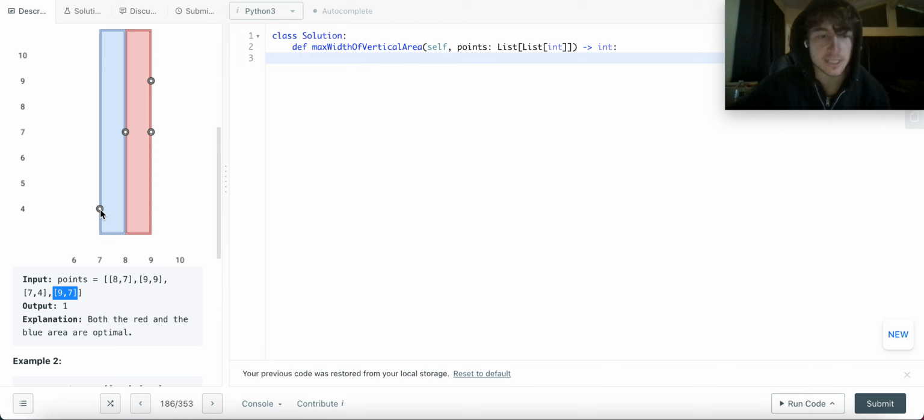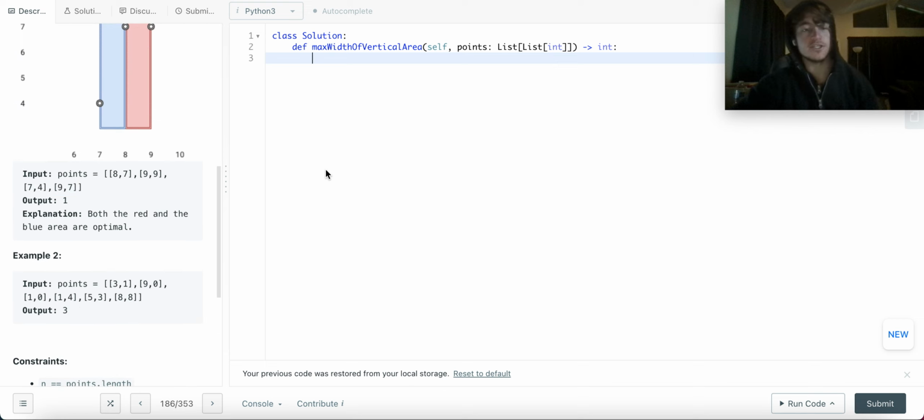The only thing that matters is the x position, right? Where is it on this line horizontally? We don't care about where it is here. It doesn't change anything. If this was here, it's the same. If it's all the way up here, it's the same. It doesn't matter.